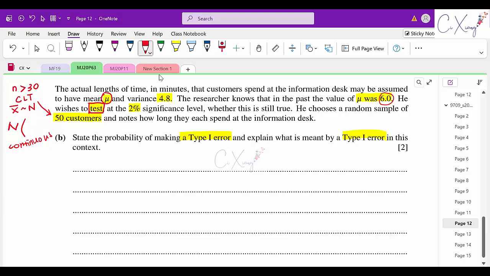When you have a continuous random variable, the type 1 error is equal to the significance level. Okay, so you can write here, the type 1 error is equal to the significance level 0.02.